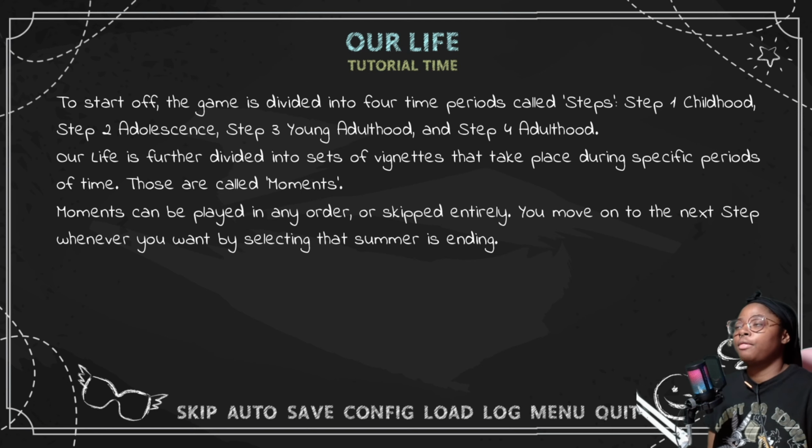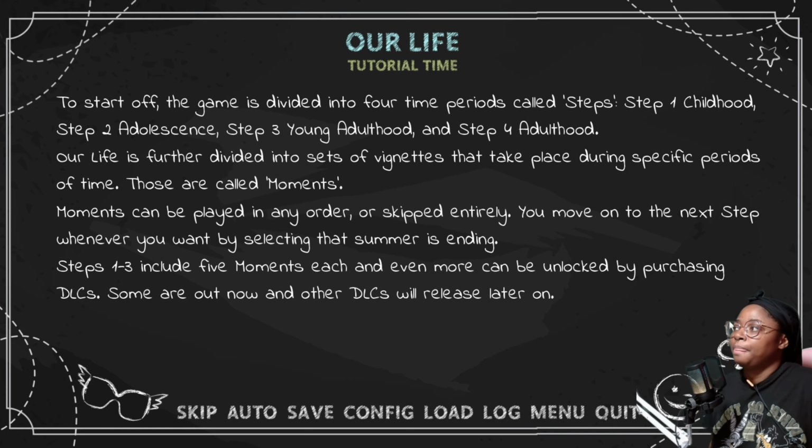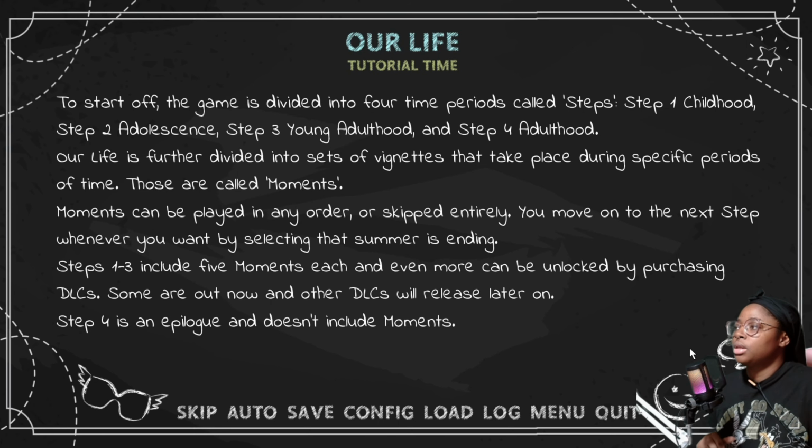Our Life is further divided into sets of vignettes that take place during specific periods of time. Those are called moments. Moments can be played in any order or skipped entirely. You can move on to the next step whenever you want by selecting "the summer is ending." Steps 1 through 3 include 5 moments each, and even more can be unlocked by purchasing DLC. Some are out now and the DLC will be released later on. So I will be purchasing DLC for that, so look out for that too. Step 4 is the epilogue.